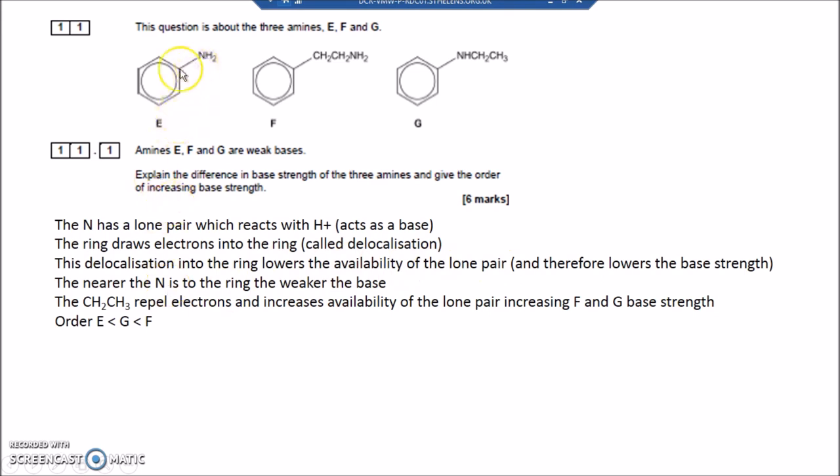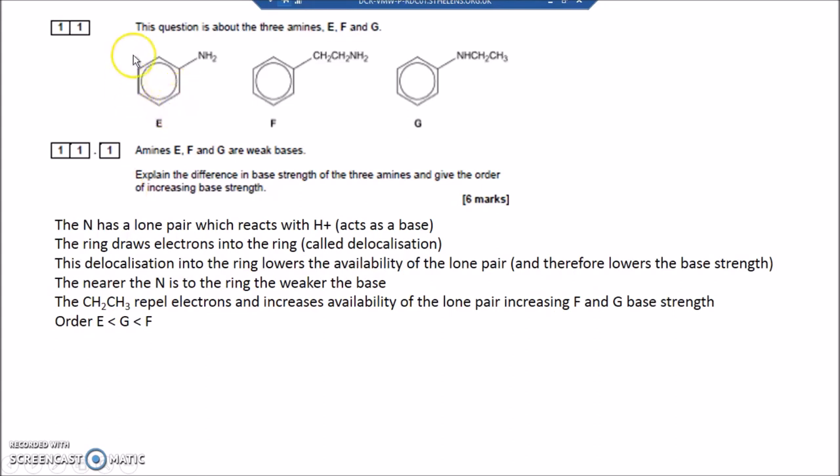Delocalization means just pulling or withdrawing electrons or moving electrons. The delocalization into the ring, moving the electrons into the ring, withdrawing them into the ring, lowers the availability of the lone pair. Yes, that we've said that, and lowers the base strength. Yes, so if it's less available, it's less available to bond to an H plus, and it's a weaker base. The nearer the N is to the ring, the weaker the base, and the CH2, CH3 repel electrons and increase the availability of the lone pair, increasing F and G base strength.